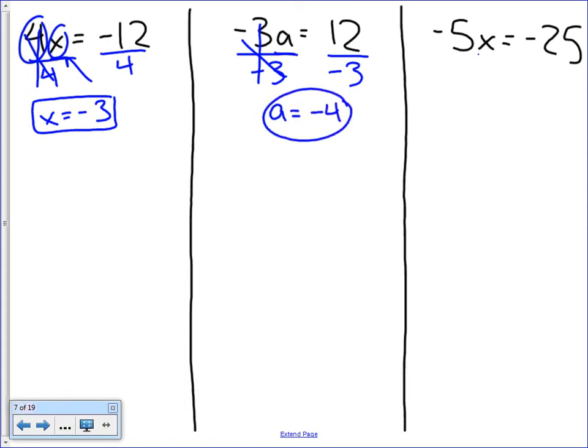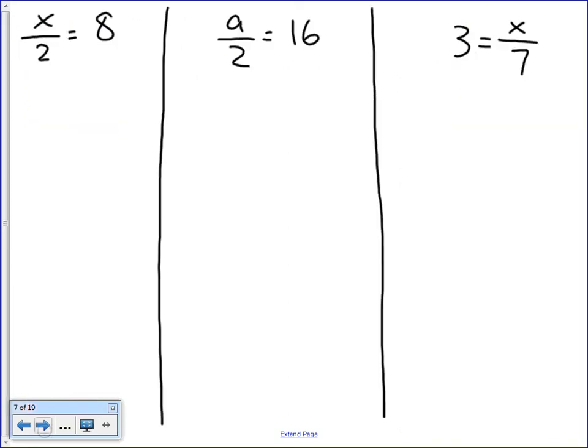This next one here, get rid of that negative 5, isolate the variable. So divide by negative 5. Cancel out. X equals negative 25 divided by a negative 5. When you have two negatives, when you're multiplying and dividing, it's just going to make it positive. So a positive 5 for that one.